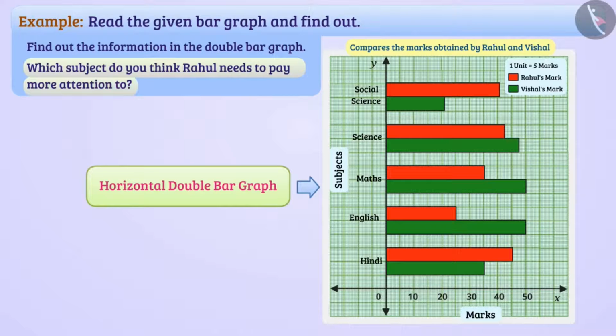Rahul's marks are denoted by red bars. The shortest length of all red bars is drawn for the English subject. This means that out of all the subjects, he got the lowest marks in English. Hence, Rahul has to focus more on the English subject.